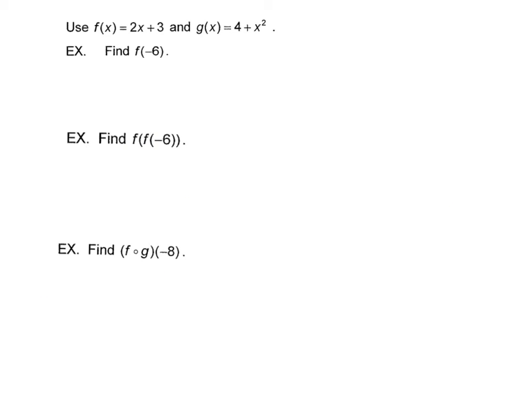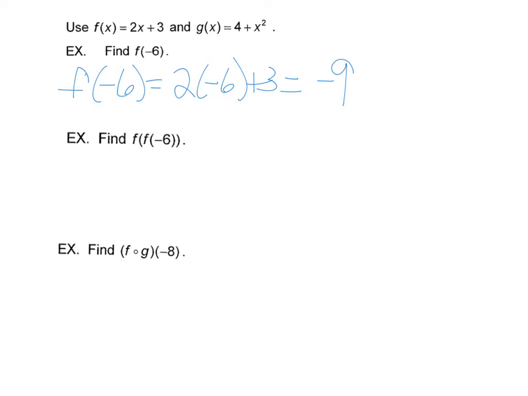Sometimes we want to evaluate a function for a given value of x. So we have two different functions, one for f, one for g. And the first example wants us to find f of negative 6. So to find f of negative 6, you use the f function and just replace all x's with a negative 6. 2 times negative 6 plus 3 would be negative 12 plus 3, which is negative 9.